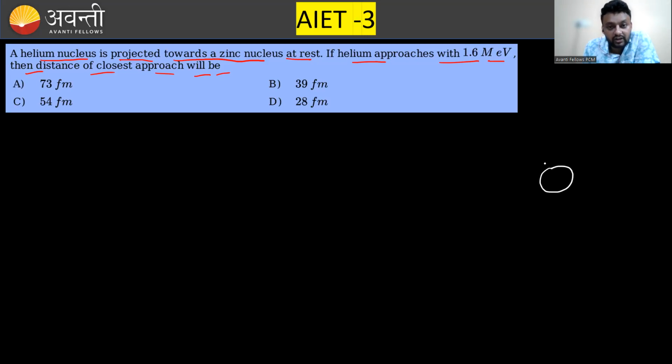So let's suppose this is zinc. Now mark the word zinc nucleus. They are not talking about zinc atom, they are saying zinc nucleus. So this is the zinc nucleus, which is at rest, and there is a helium nucleus, and it starts moving towards the zinc nucleus with some energy, and that energy is given as 1.6 mega electron volt.